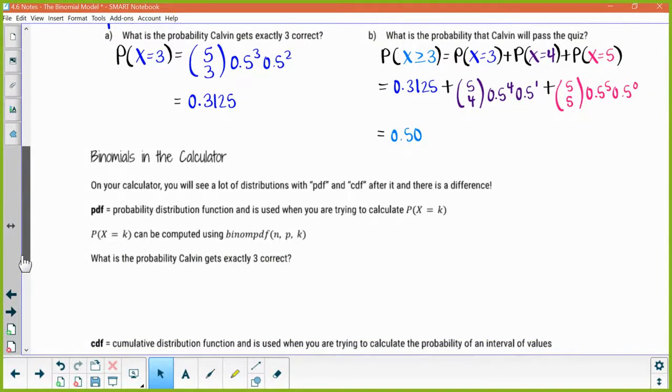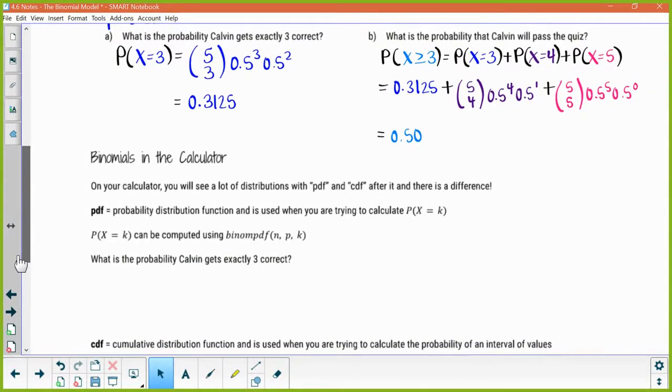So, binomials in the calculator. On your calculator, we have a lot of distributions. We've dealt with normal CDF, we've dealt with tCDF. There is another one that we're going to use, and it's called binomPDF and binomCDF. You get these by going to 2nd, vars, and then option A should be binomPDF, and option B should be binomCDF.